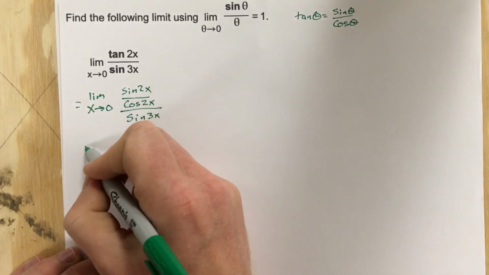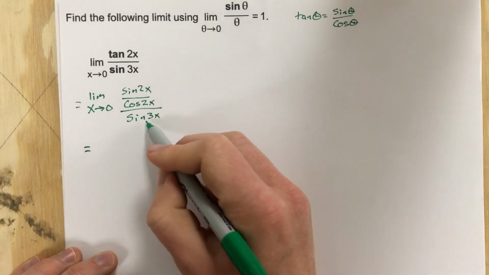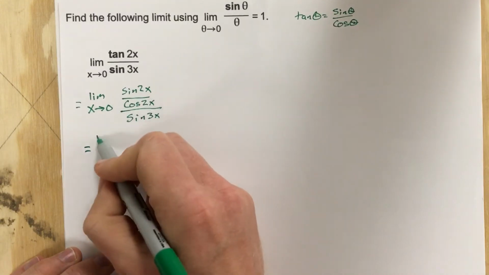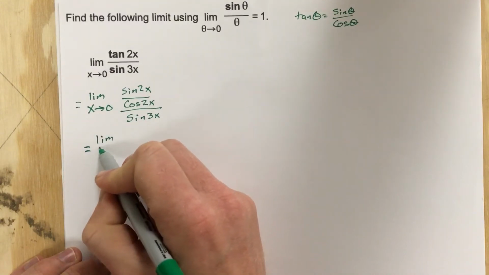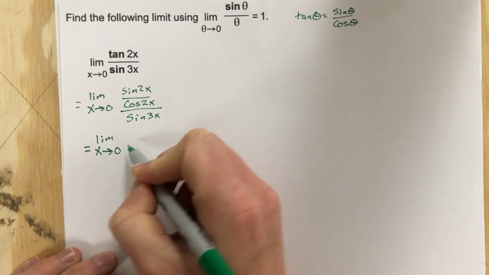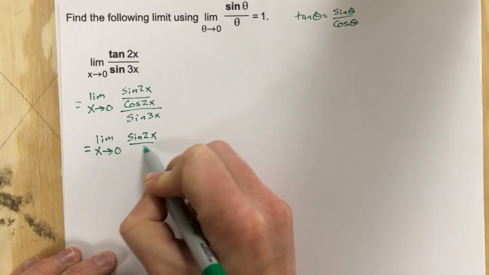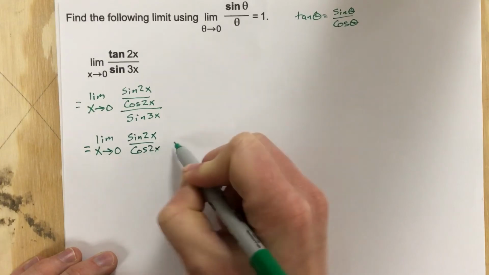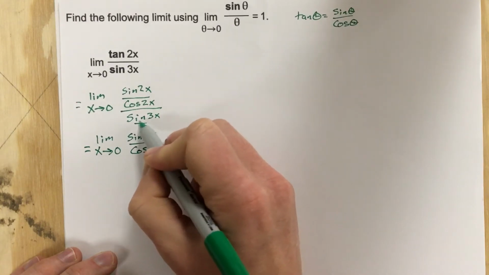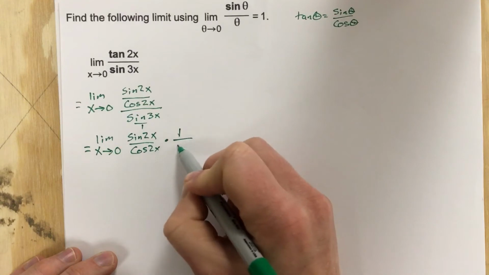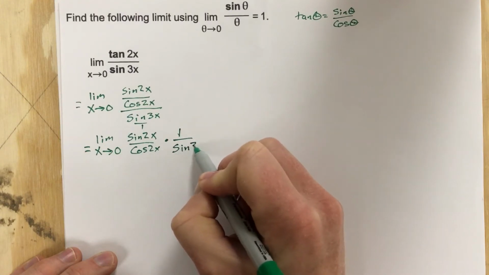Obviously you flip and multiply, so you can write that as a limit as x approaches 0 of sine 2x over cosine 2x times the reciprocal of this, which is 1 over sine of 3x.